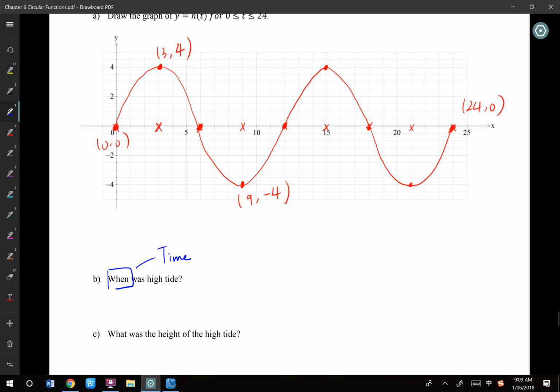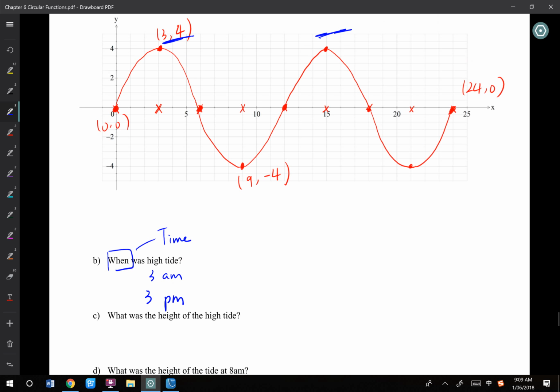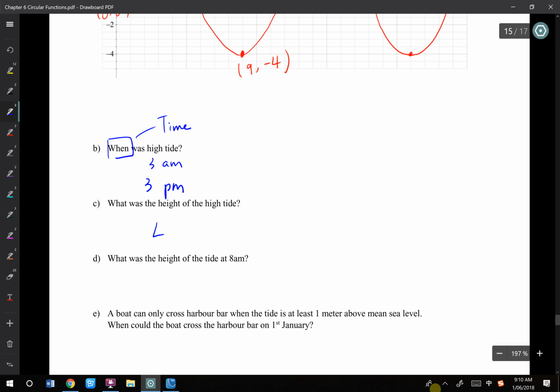So you can see at this point and at this point is the high tide. So I'll say it is 3 a.m. and 3 p.m. 15 hours after midnight is 3 p.m. You're asking when, not how many hours after midnight. It's asking about the time. So it's 3 a.m. and 3 p.m. And what was the height of the high tide? Well, that's 4 meters. We know that from the graph.